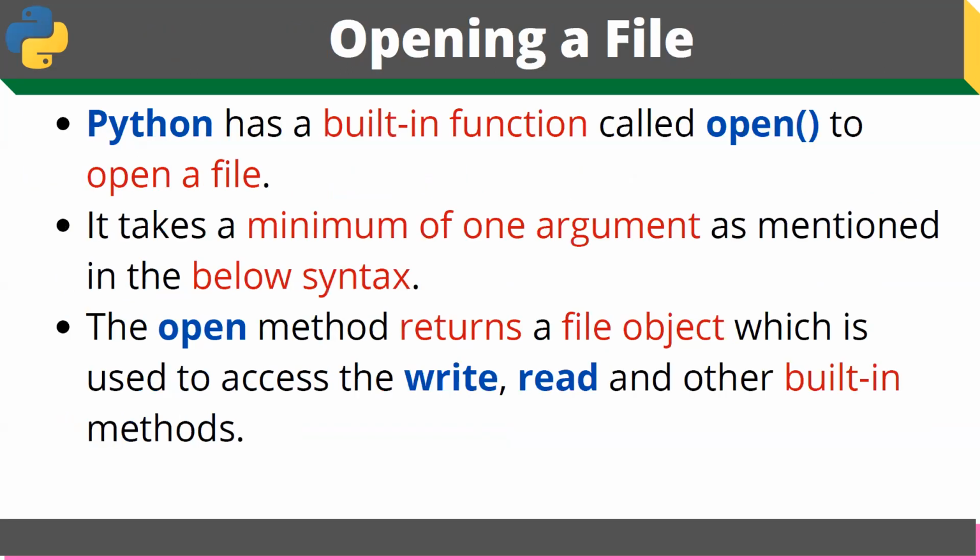So first we will see how to open a file. Python has a built-in function called open to open a file. It takes a minimum of one argument, as mentioned in the syntax below. And every function, as we know, returns something. So the open method returns a file object, which is used to access the write, read, and other built-in methods.